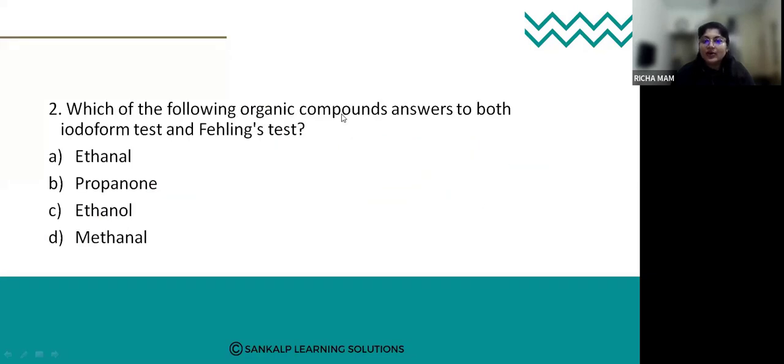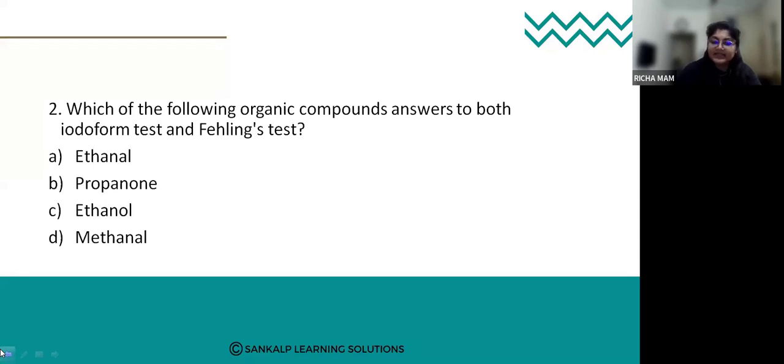Which of the following organic compounds answers both the iodoform test and Fehling's test? A. Ethanal, B. Propanone, C. Ethanol, and D. Methanol.